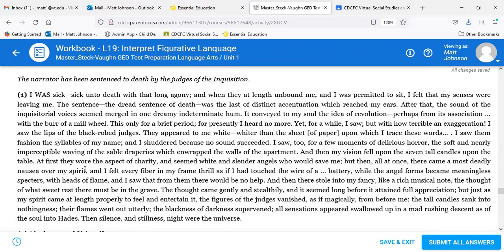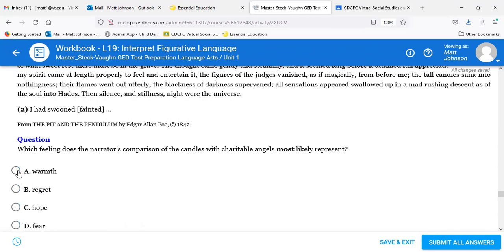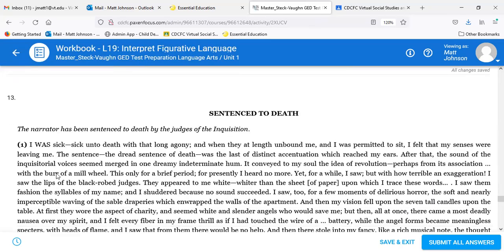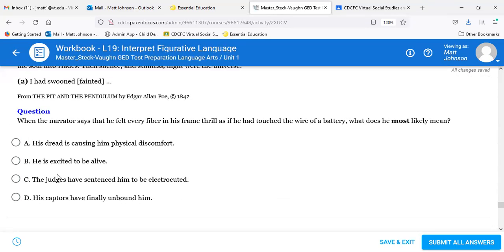And 12, let's see, Grace, could you read 12 for us? Which feeling does the narrator's comparison of the candles with charitable angels most likely represent? A, warmth, B, regret, C, hope, and D, fear. Hope. Yeah, C. C is hope. Number 12.